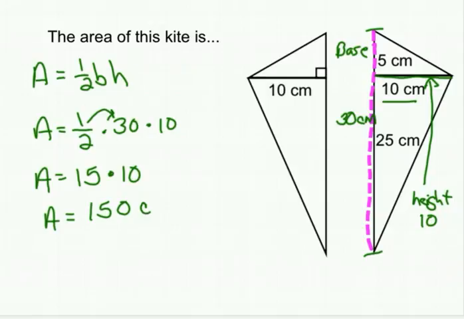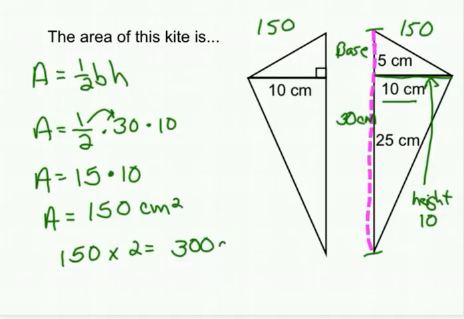And so each half or triangle of the kite has 150 square centimeters of area. Now remember, we're going to have 150 for this half and 150 for that half. So our next step is to take 150 and multiply it by 2. Or you could add it. Either way, you're going to end up with an area of 300 square centimeters. And so that's how you would find the area of a kite.